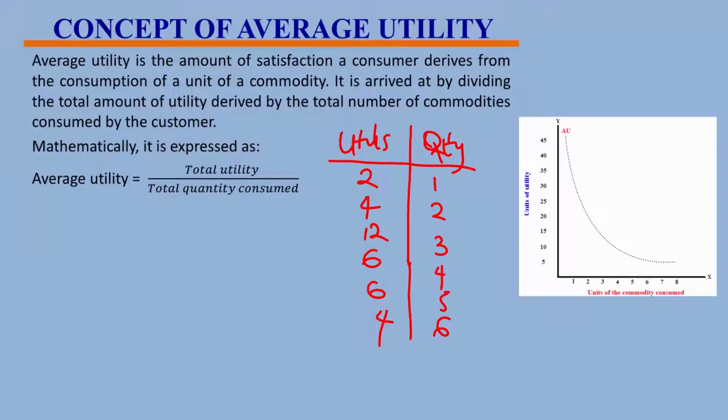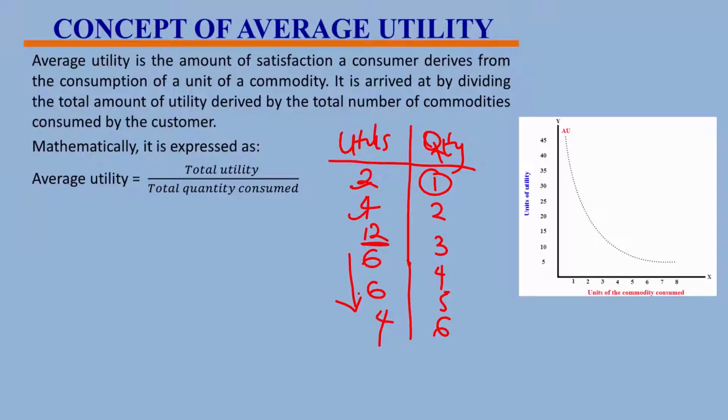Now, when you get to this point, you find out that after consuming 3, he had 12. On consuming 4, he had 6. It means it is dropping. But average utility tells us that when this man consumed 1, this is what he got. By consuming 2, his satisfaction doubled to 4. That's what average utility tells us.